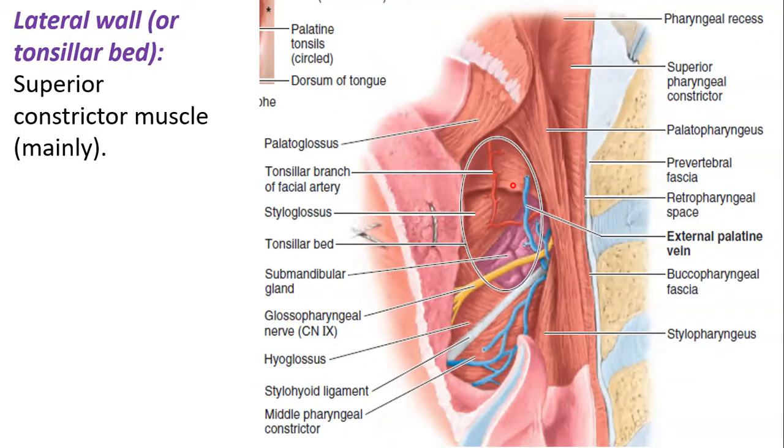Now this diagram shows the lateral wall or the tonsillar bed. This muscle consists of the superior constrictor muscle. Which muscle? Superior constrictor muscle. This is the superior pharyngeal constrictor muscle.